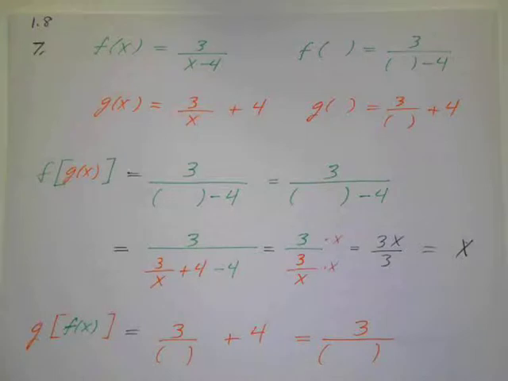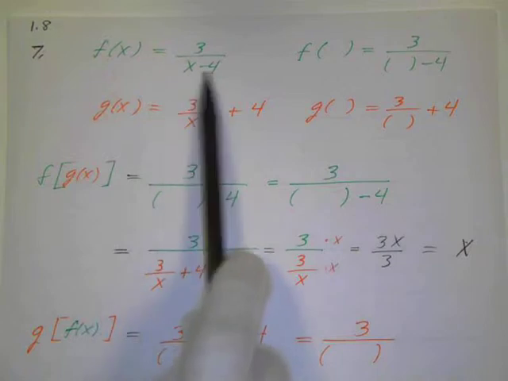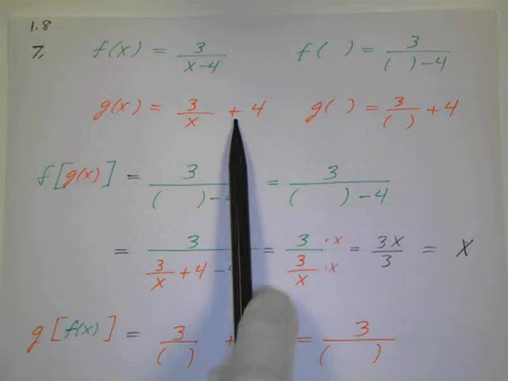Okay, pre-calculus students, this is one of our problems from section 1.8. This is number 7, where we're trying to see if these functions are actually inverse functions of each other. So we just have to check them. So again, we have f of x in this case, number 7, is equal to 3 over x minus 4. And then g of x is equal to 3 over x plus 4.